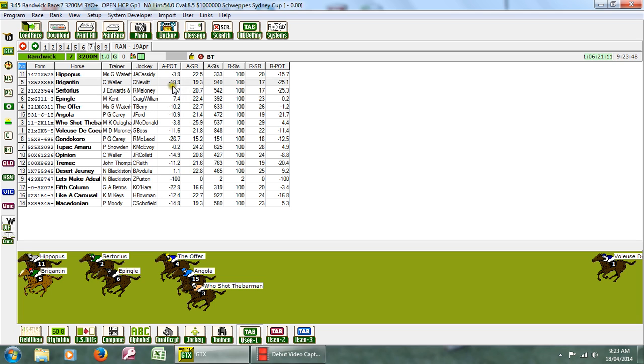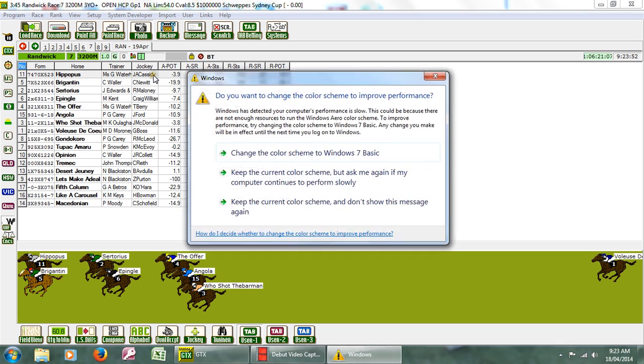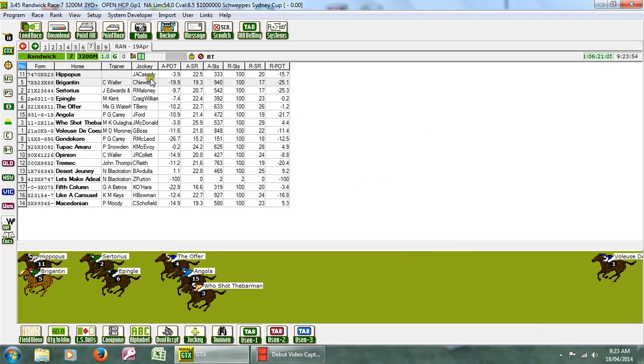And look at this, an all-time rate of minus 20%. So his mounts are heavily backed. Of course, with Jimmy Cassidy being a 50-year-old, he's probably got a disadvantage to the youngsters, if you like. Now, Maloney on Sartorius, he's got a reasonable strike rate, one in five.